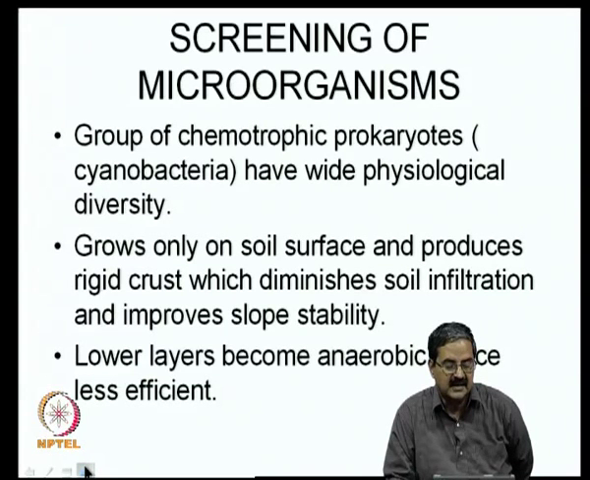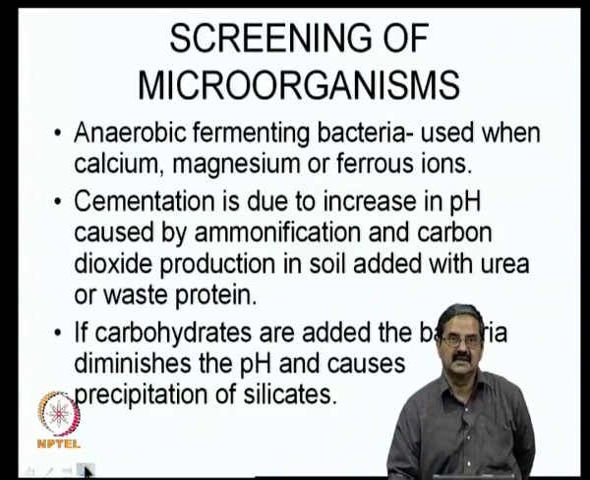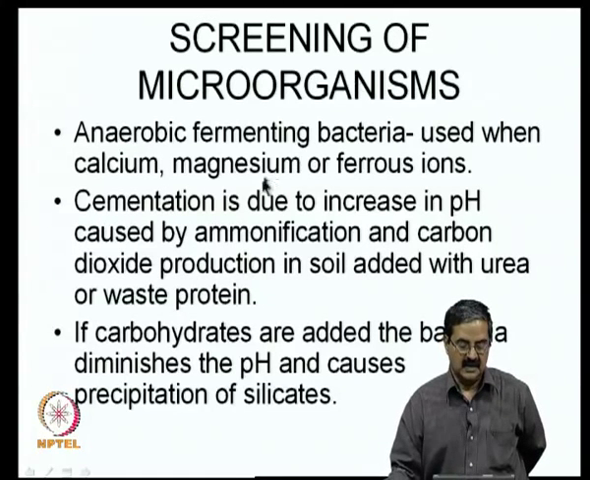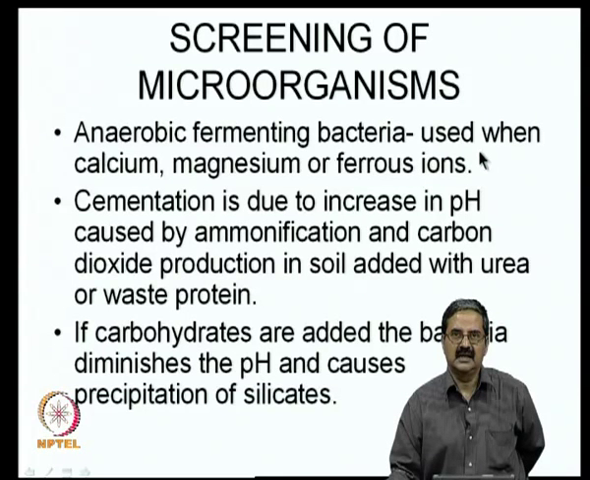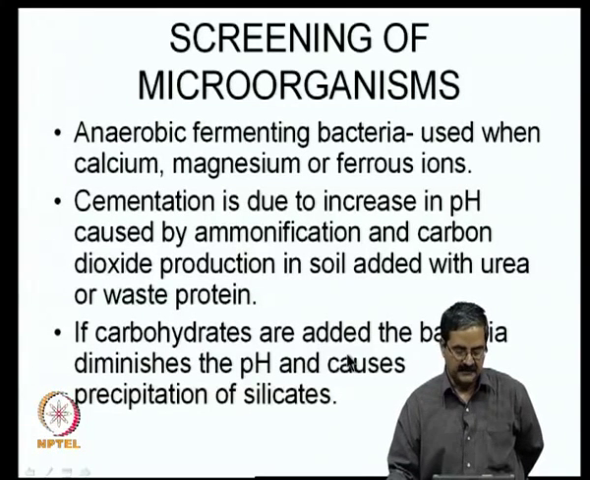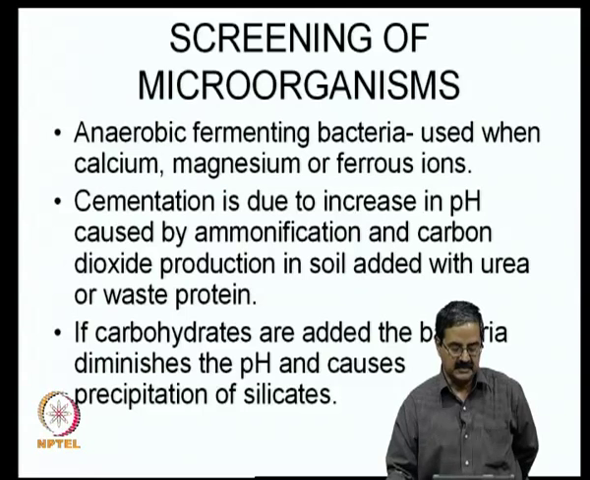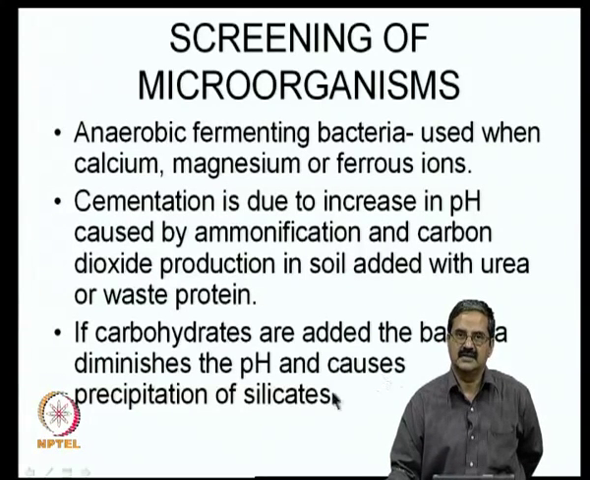So, one should understand that there are many processes in screening. Say, for example, if you have anaerobic fermenting bacteria, they need to be used when calcium and magnesium or ferrous ions are present. Cementation is due to increase in pH caused by ammonification and carbon dioxide production in soil added with urea or waste protein. If carbohydrates are added, the bacteria diminish the pH and cause precipitation of silicates. This is another one.